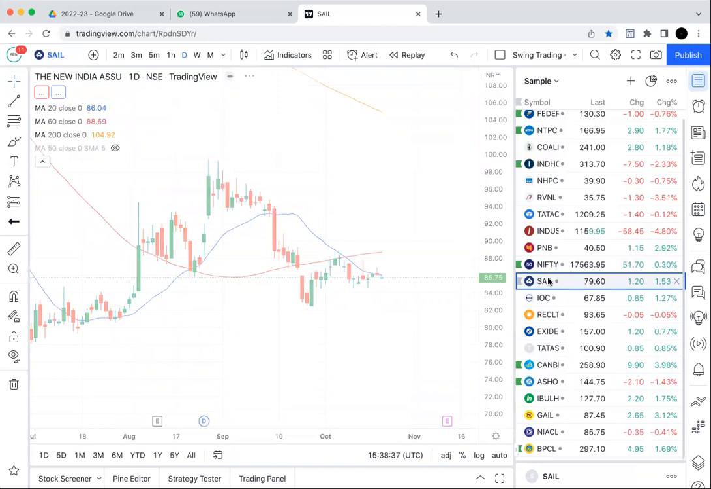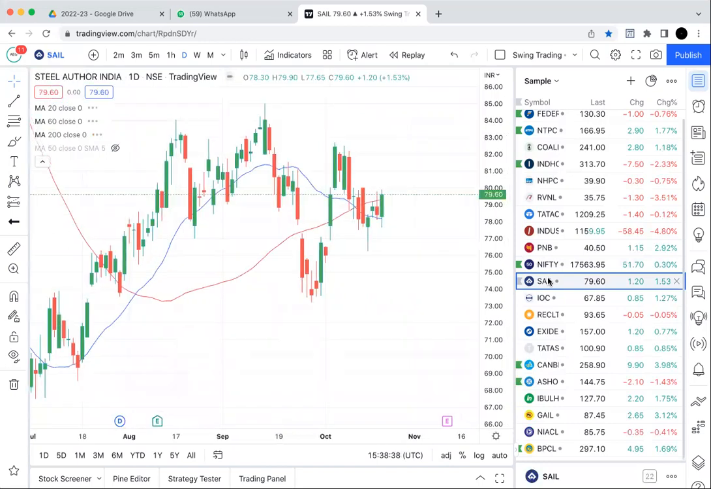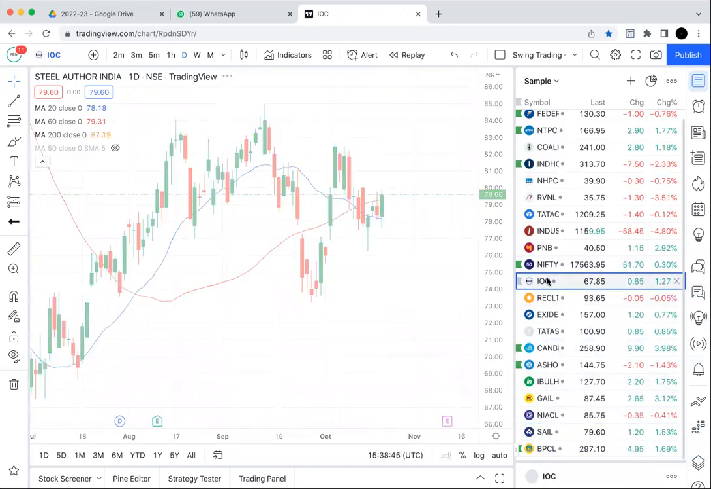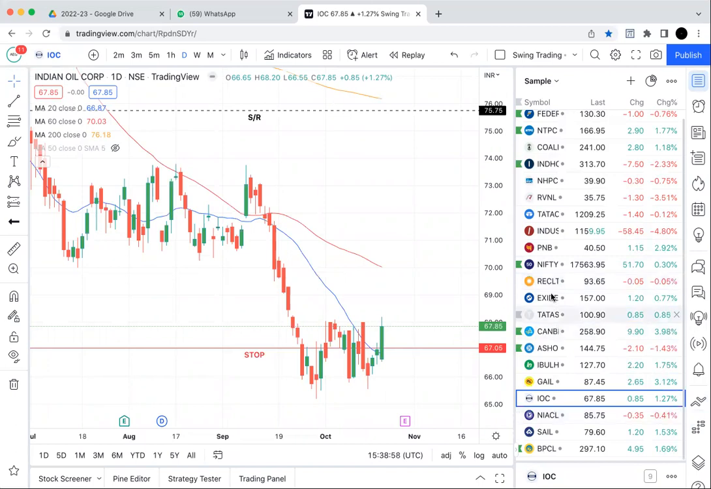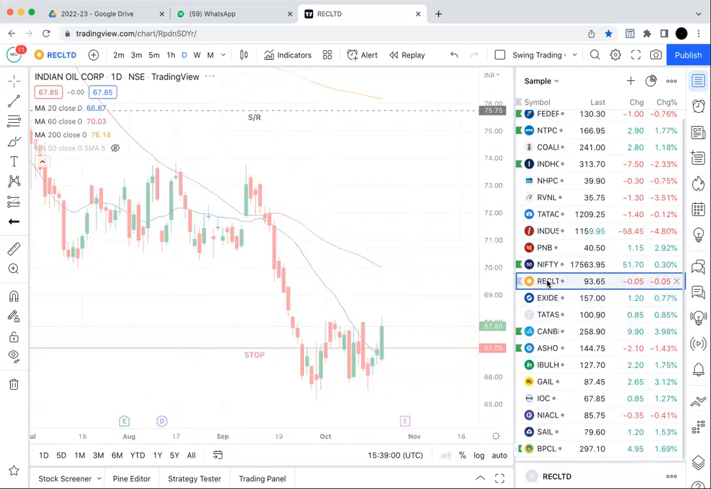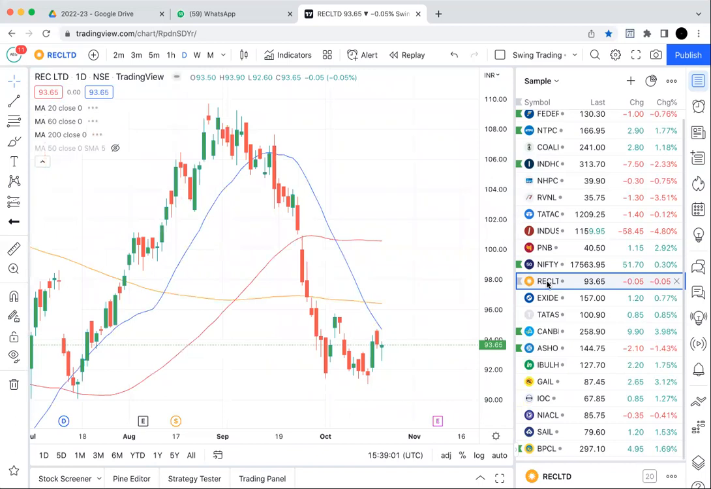SAIL. All right, Steel Authority of India. The 20 is on the bottom. We don't want to do that either. Okay, Indian Oil Corporation. I'm giving you an idea of how I analyze that and how I move these things around. IOC, let's move it down. Look at that, the 200 is way up on top. I don't want that. REC Limited. Yeah, that's also negative. I'll push that down.